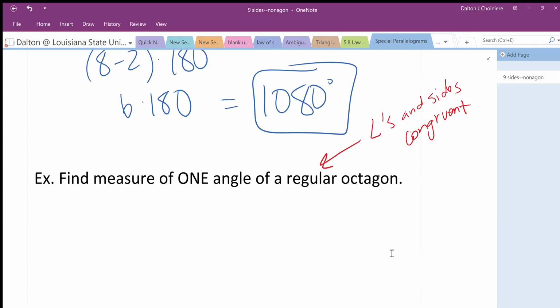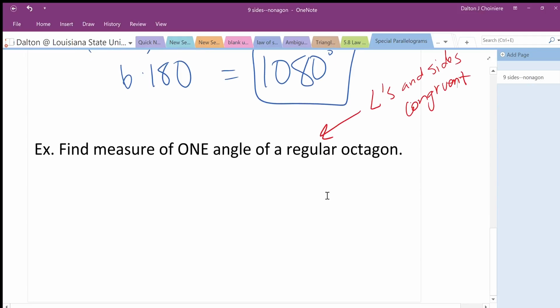No. A stop sign is an octagon. And that's the example that I'm looking for. It's perfect, right? All the 8 sides are the same length. The angles are the same measure. Okay, so if I asked you for one angle of a regular octagon, what would you do then?